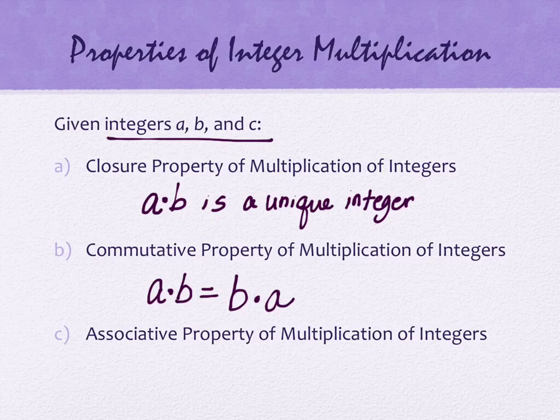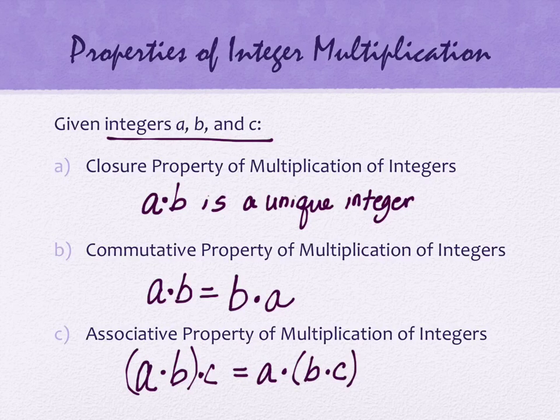Everybody likes associative too. What's associative? A times B, parentheses, times C. A times B times C, and then the B and the C are grouped. So commutative changes the order of things. Associative changes the grouping of things, basically.